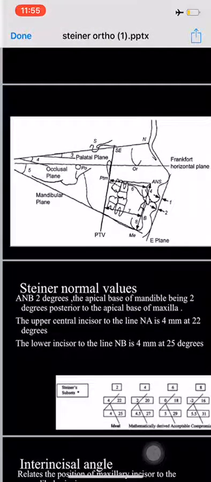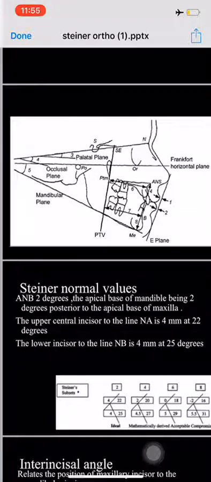Here we can see from this difference angle number 3, angle number 4, number 5, and etc. And this angle would give the measurement in the vertical plane and give the skeletal relationship between the upper jaw and the lower jaw and to the cranial base also.